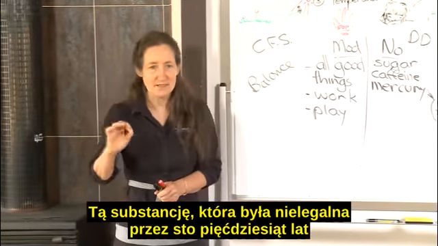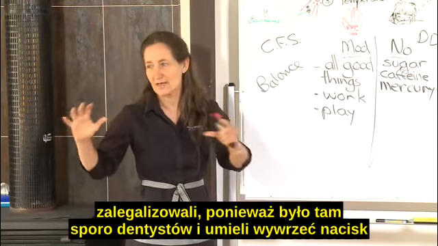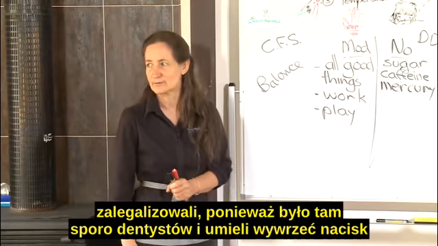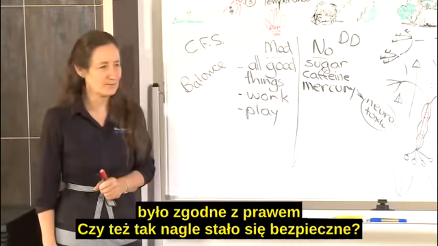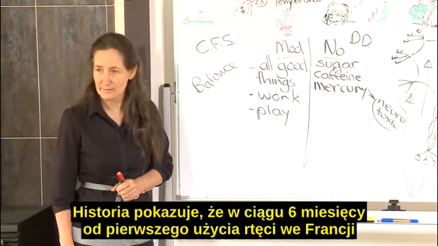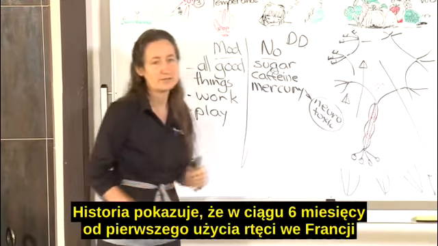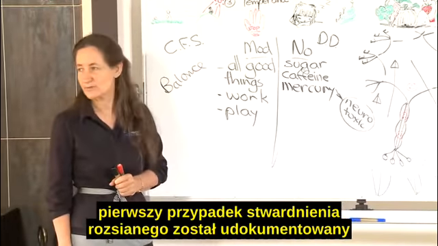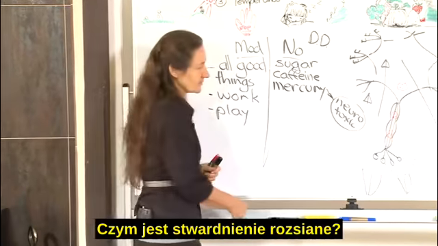So this substance that had been illegal for 150 years, they legalised it, just because they had quite a few dentists and they had a bit of push. Something that was banned now became legal. Did it suddenly become safe? No. History shows that within 6 months of mercury fillings being used in France, the first case of multiple sclerosis was documented. What's multiple sclerosis?